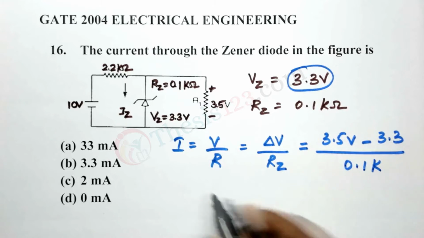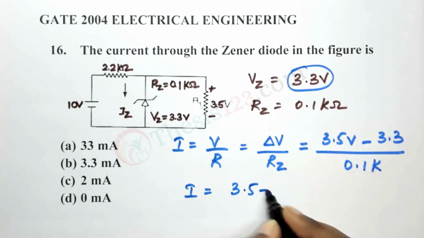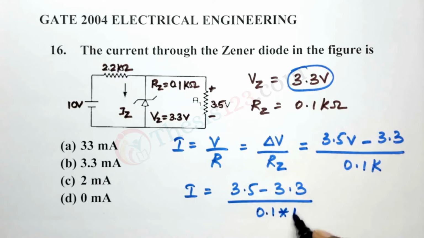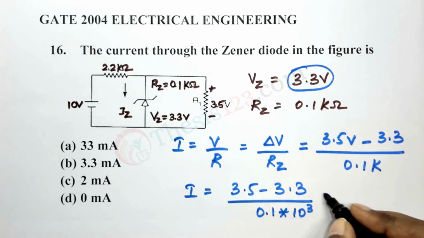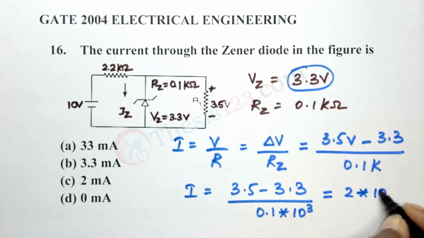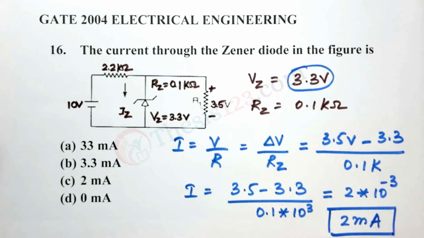Now let's further substitute the values over here. We have 3.5 minus VZ, which is given to us as 3.3, divided by RZ. RZ is 0.1 K. Now if we solve this, you will get a value of 2 into 10 power minus 3, or 2 milliamps. So here for this problem, 2 milliamps is the current through the Zener diode, and that matches option C.